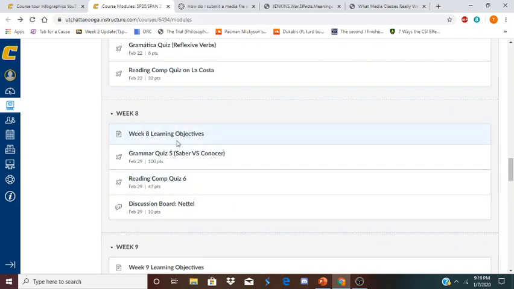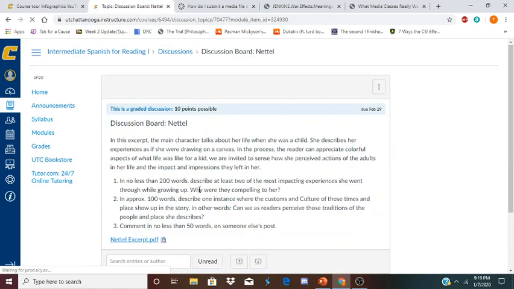And then week 8, we have more learning objectives. We have a grammar quiz over saber versus conocer, a reading composition quiz for the book, and a discussion board over Netel, which is, I guess, an autobiography of sorts.